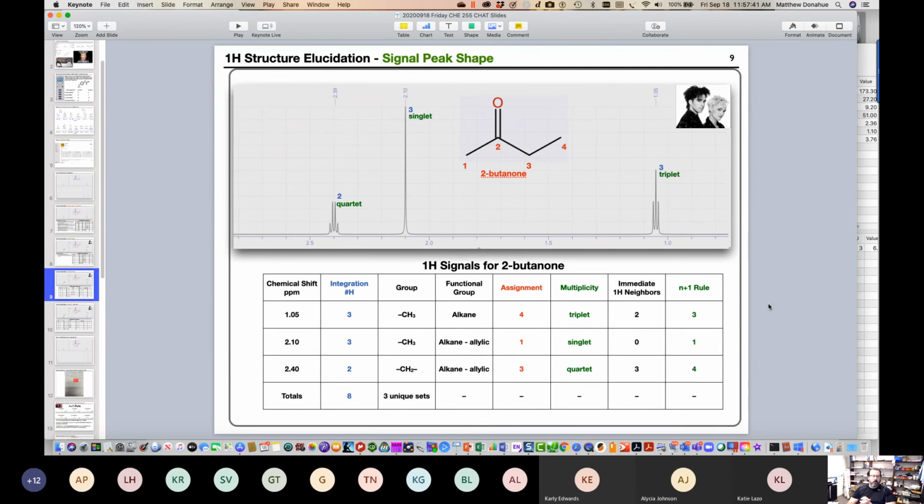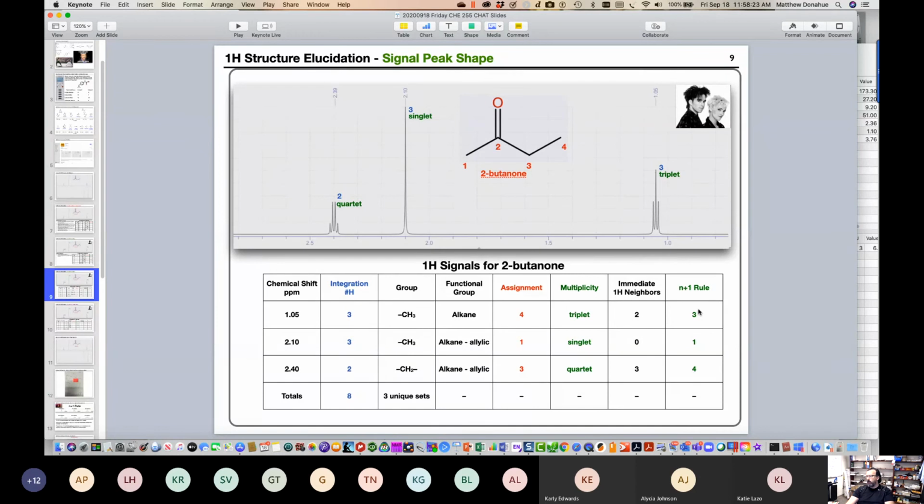Any questions before we move on to the next slide? Again, we're layering these concepts, so we're going to get a little bit deeper. I'm going to ask you another question. So again, we've talked about chemical shift, that's the location. The integration, that's the ratio. What type of group? The functional group, so why it occurs on that region in the spectrum. The actual assignment according to the nomenclature. The multiplicity, the numbers, and the n+1 rule.